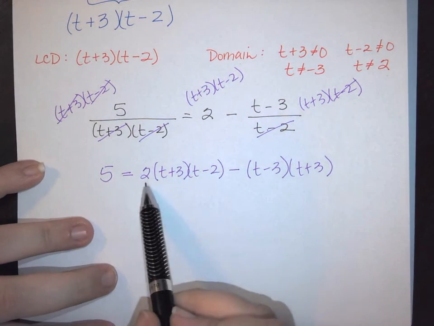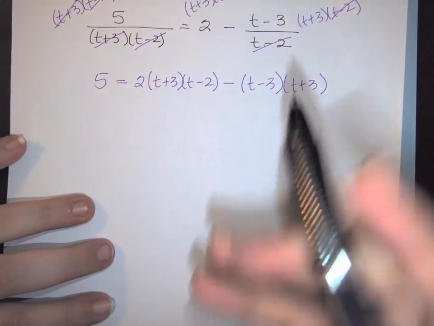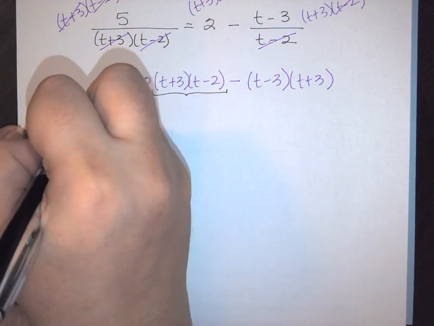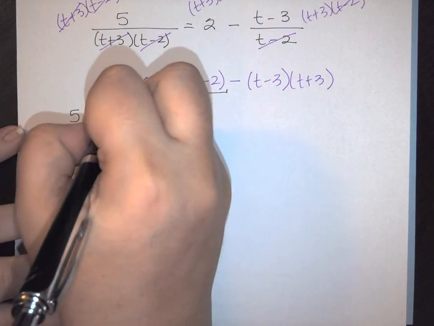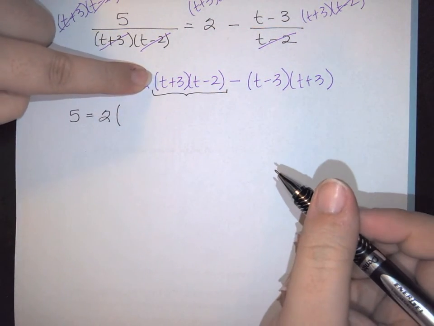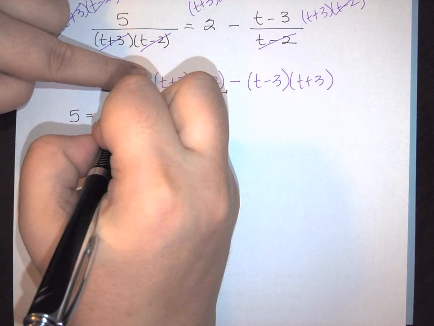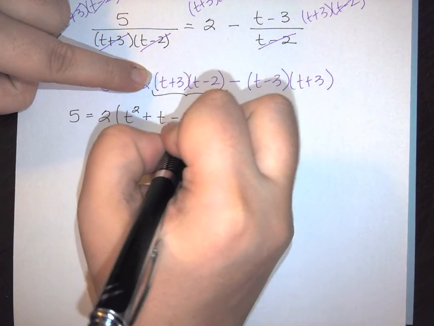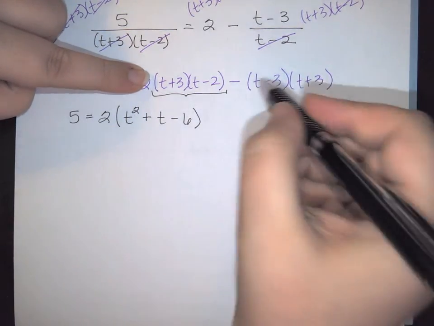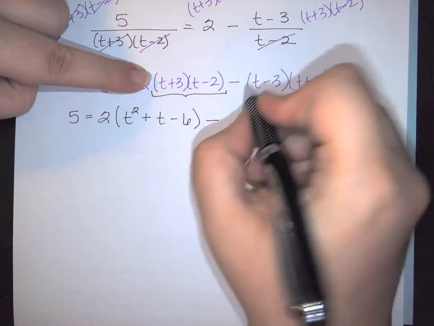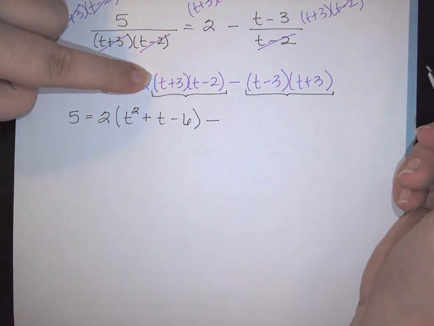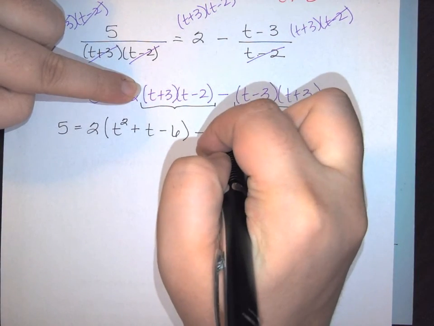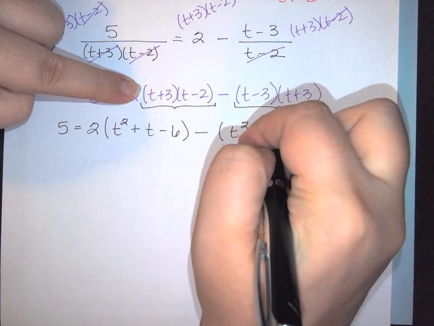Now that I've done that, I need to start working on simplifying. So here the first thing I need to do is combine. So this is going to be 5 equals, I have this 2, and I have to FOIL, first, outer, inner, last. So this becomes t squared plus t minus 6. Now, I have this subtraction, I haven't done anything with it yet, and the next thing I need to do is combine the back half. Again, you're going to FOIL, so you're going to end up with t squared minus 9.